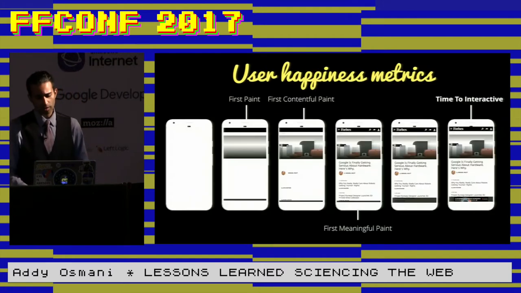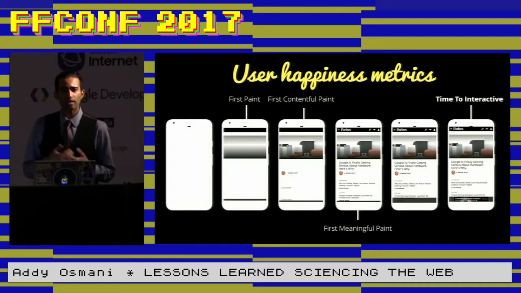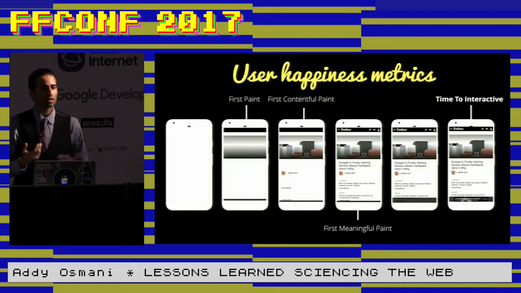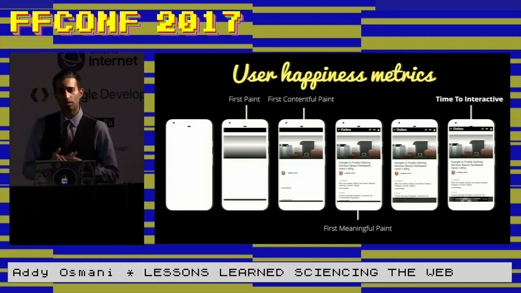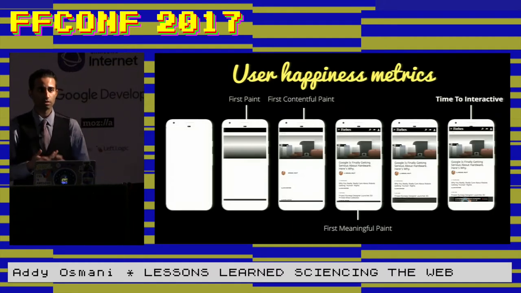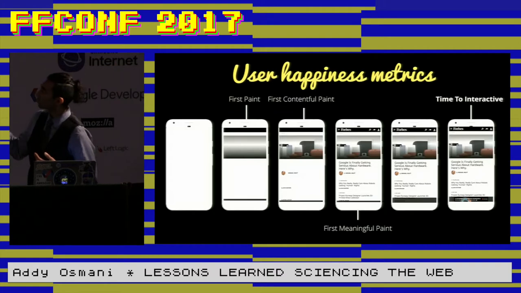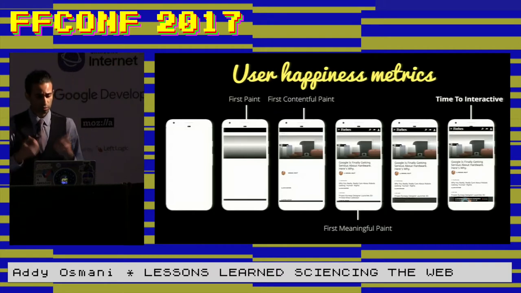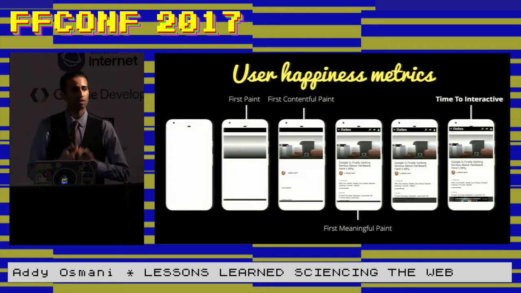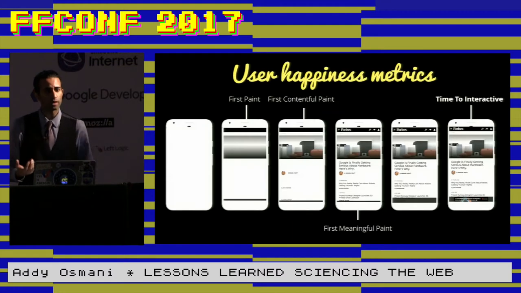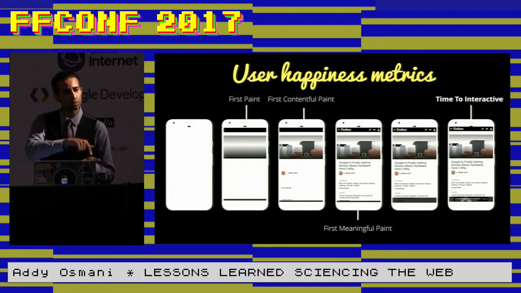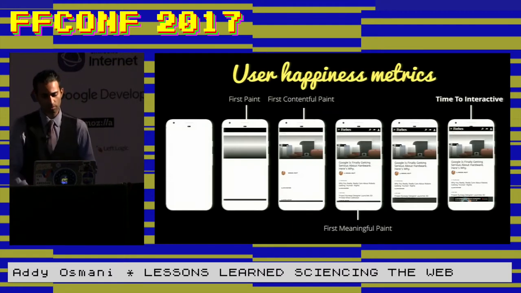And so over the last couple of years, we've been rethinking loading performance in terms of a set of key user moments. Is it happening? Is it useful? And is it usable? These user moments end up culminating in time to interactive, a moment where we think that pages on mobile can be really ready. So if a user starts tapping or scrolling, they can actually do something.